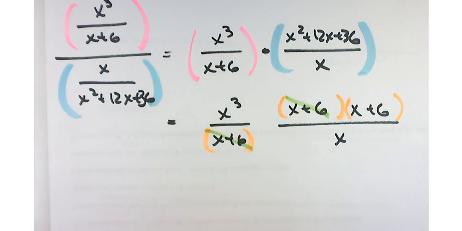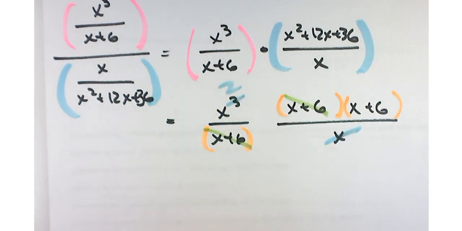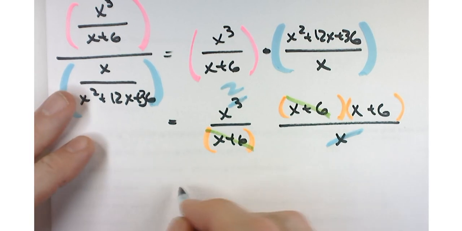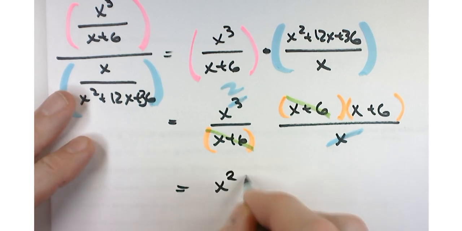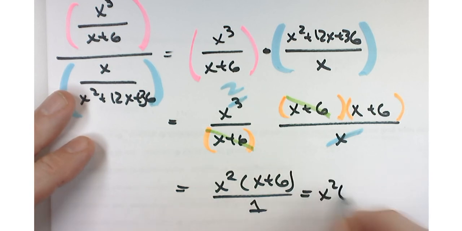Is there anything else I can get rid of while I'm here? X. One of the x's, good. Get rid of one of the x's, so let's do that this way. Get rid of you, and I'm going to make you a 2. So that's going to leave behind x squared times x plus 6. Technically, it's over 1. You don't need to show that. You can just write x squared times x plus 6, or you can distribute it, x cubed plus 6x squared.